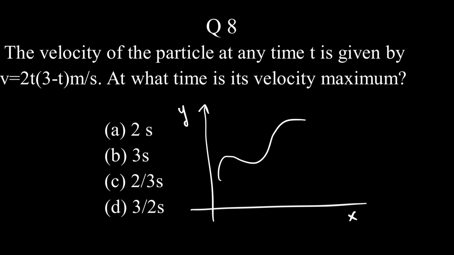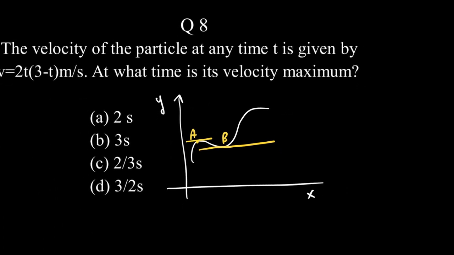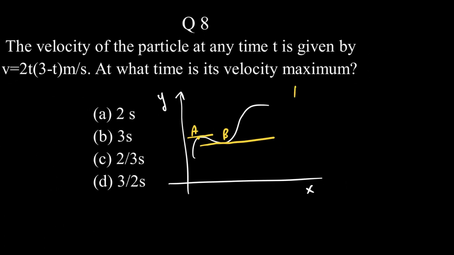Okay, now let us consider these 2 points, point A and say point B. If you draw a tangent at point B as well as point A, you will observe two things: that the tangent at A is basically parallel to the x-axis.